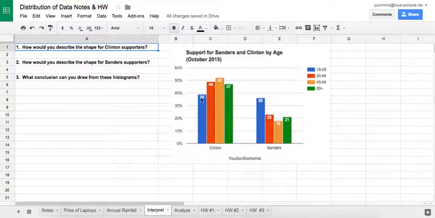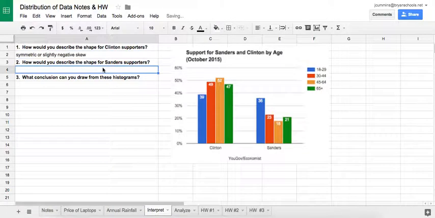How would you describe the shape for her supporters? I would probably describe that as symmetric, or maybe slightly negative skew, but really I would say mostly symmetric. Now Sanders supporters over here. Don't mind that the height's a little bit different, but notice he has the most support from younger people, and then it kind of falls off. So his is definitely a positive skew because he's got this tail going off to the right.